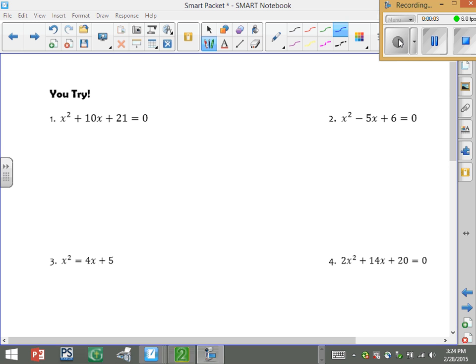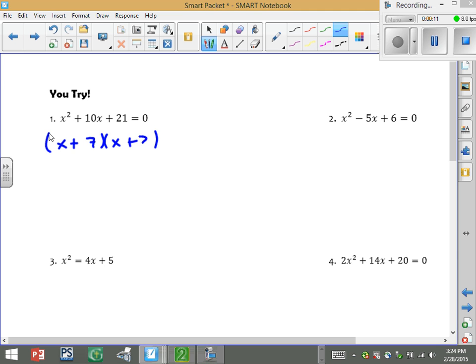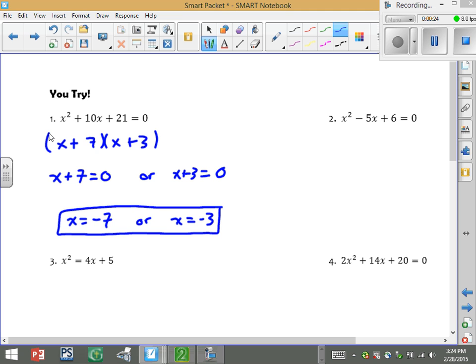Let's do a few of these, and we'll solve these by factoring. So first, we need factors of 21 that add up to 10, so that'd be plus 7 and plus 3. So it's either x plus 7 equals 0 or x plus 3 equals 0. So x is going to be equal here to either negative 7 or x equals negative 3 by the time we move things over, right? Minus 7 on both sides, and then you could subtract 3 on both sides.